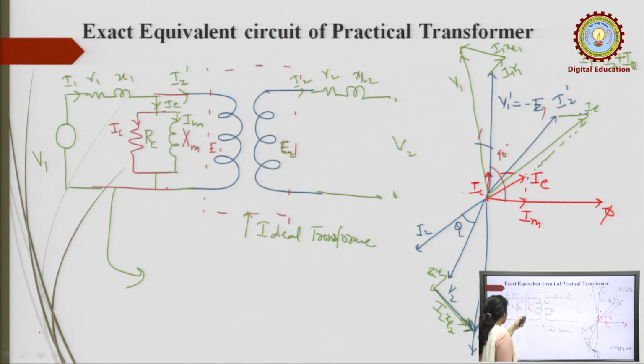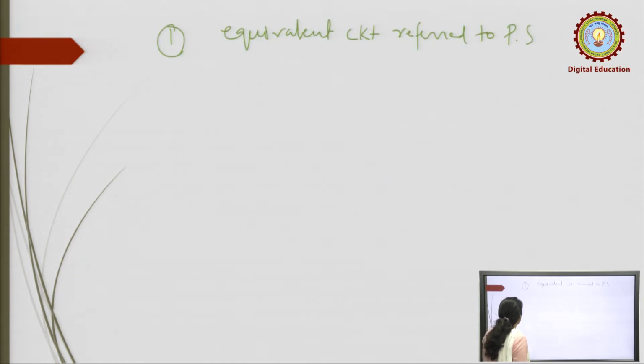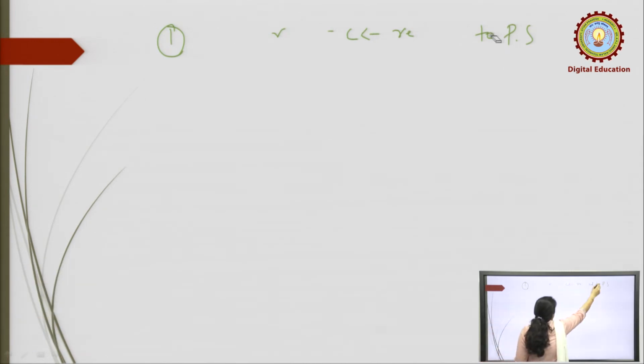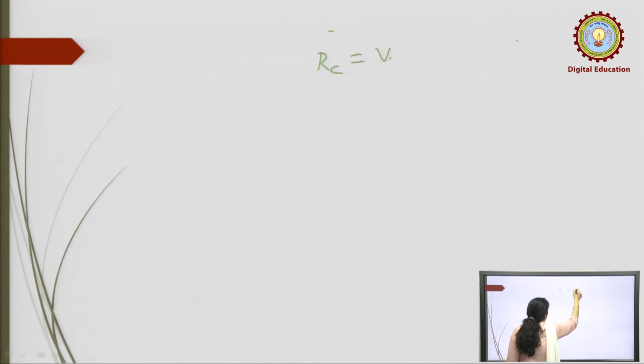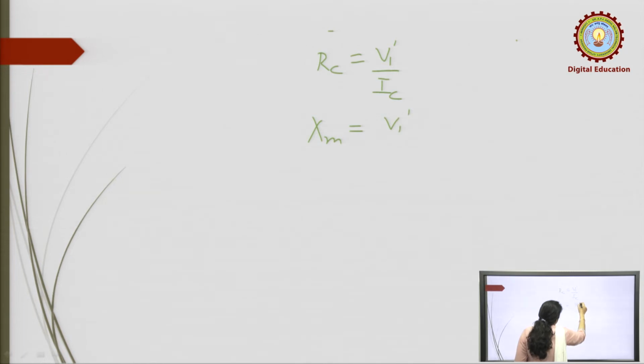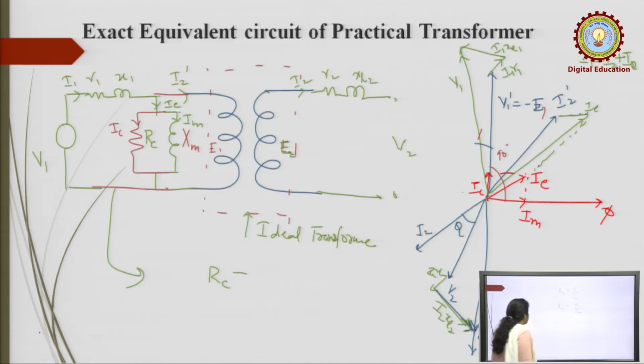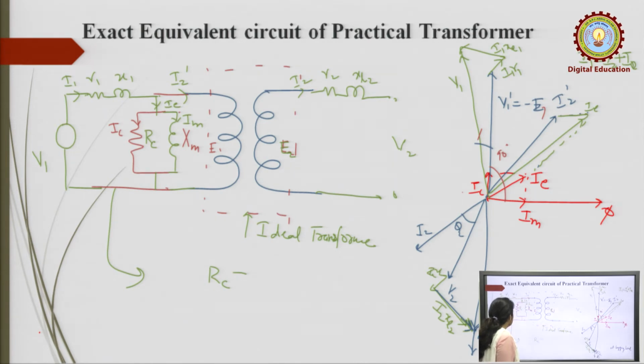if you write an equation according to this equivalent circuit, you can write RC is equal to V1 dash by IC, and you can write XM is equal to V1 dash by IM. Okay. So by this you can get these parameters.